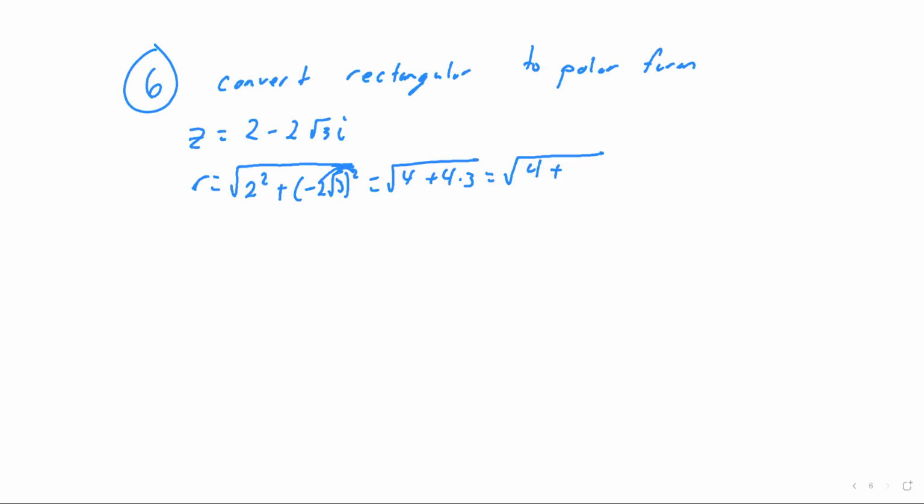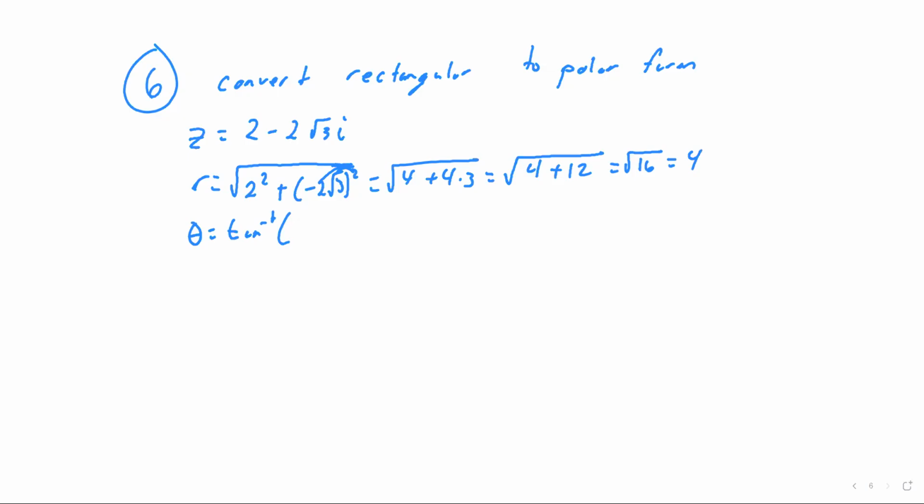So then 4 times 3 is 12, and then 4 plus 12 is 16, and then the square root of 16 is 4, which gives you just 4. No square root left. Then I gotta go find theta, which we already wrote down is just the tan inverse of b divided by a.